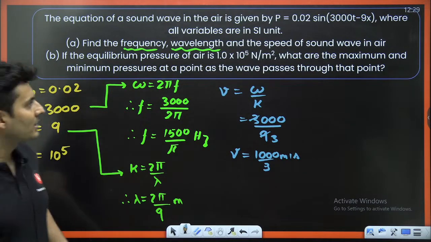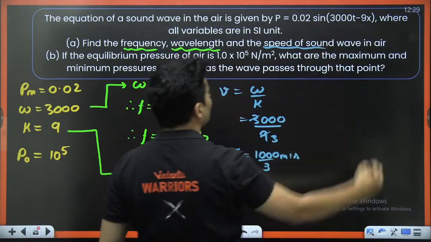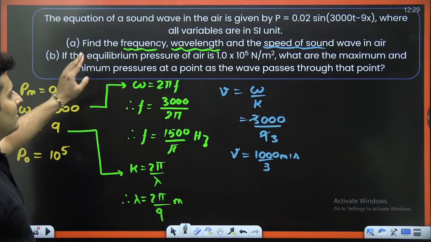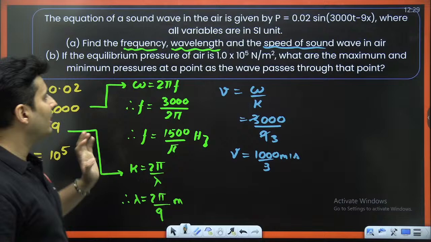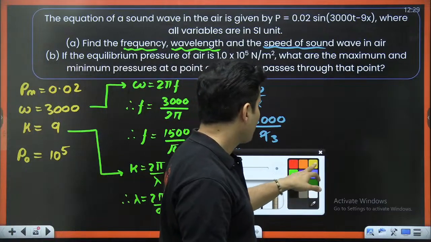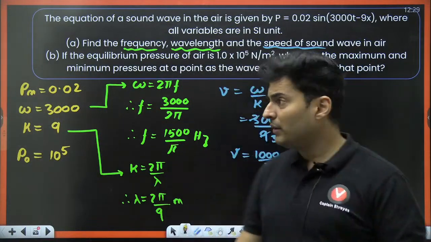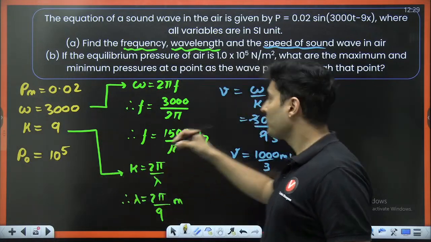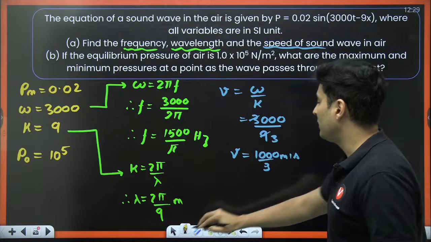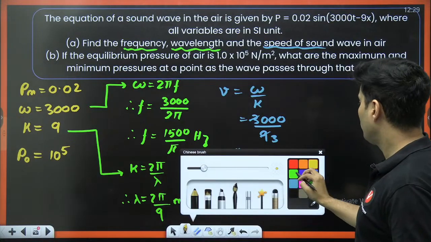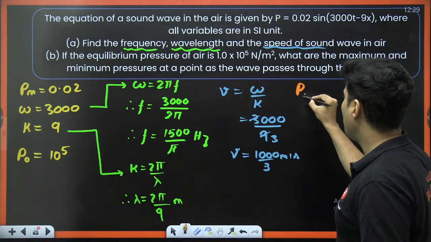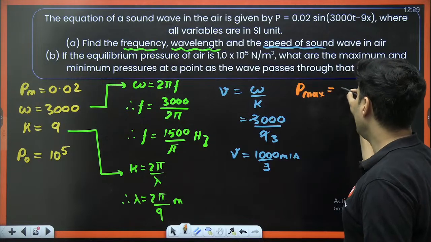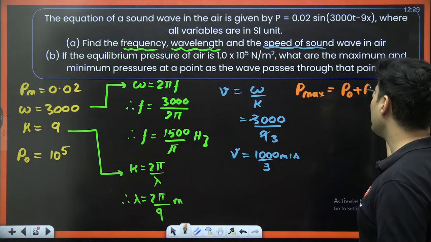Now what do you do next? Okay, this is also done. Equilibrium pressure is this much. What is the maximum and minimum pressure at a point as the wave passes? See, I know the pressure amplitude. I know the atmospheric pressure. So for basically maximum pressure, it will be P naught plus PM.